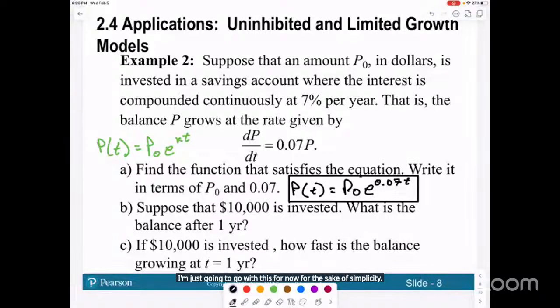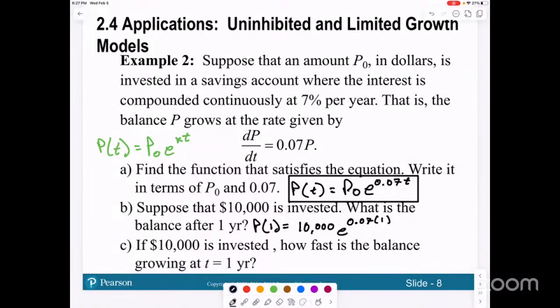Suppose that 10,000 is invested. What's the balance after 1 year? Okay, so we're starting with 10,000. We want the amount after 1 year. P naught is 10,000, e to the 0.07 times 1, right? So I think we have everything. We just use a calculator at this point.